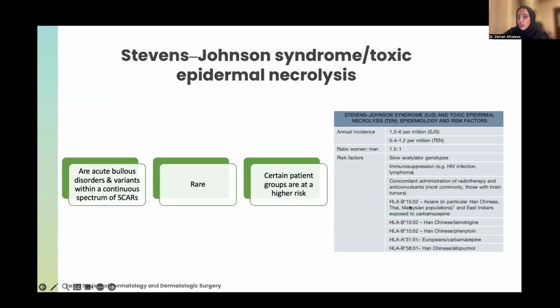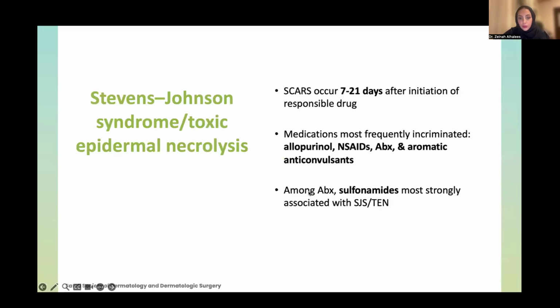So as you can see with HLA-B1502 in Asians, specifically in Han Chinese, those have a higher risk to develop SJS-TEN from carbamazepine. And this is actually now in China. They actually have to screen for this HLA, so the B1502, before prescribing carbamazepine. And that's how important it is. Also 1502 with lamotrigine, with phenytoin, and then 3101 for carbamazepine in Europeans, and 5801 in Han Chinese for allopurinol. We also have a lot of other HLAs, but those are the common ones.